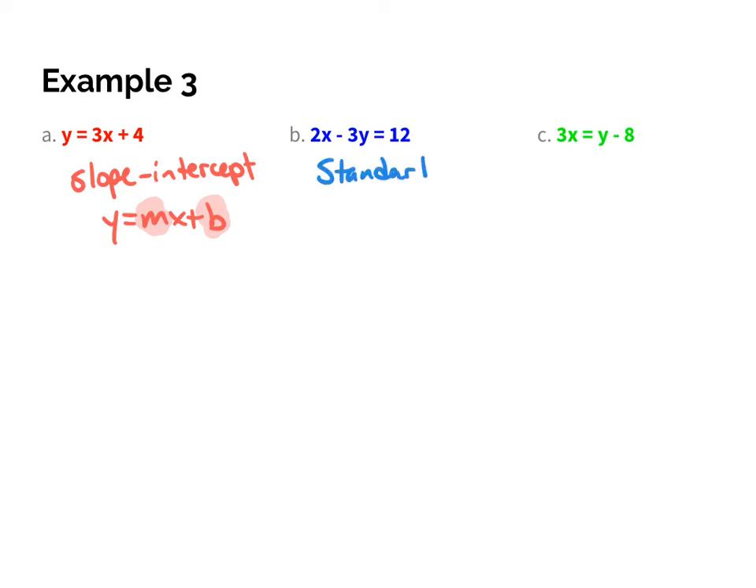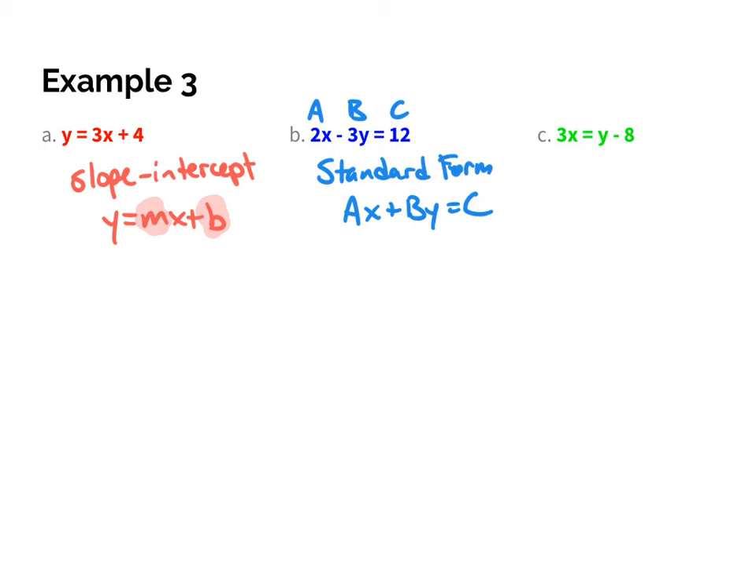So for standard form, how do we recognize that? Notice that x and y are on the same side. My input and output are on the same side, and it's equal to a number on the other side. So again, this would be my a, my b, and my c. This always looks like ax plus by equals c.